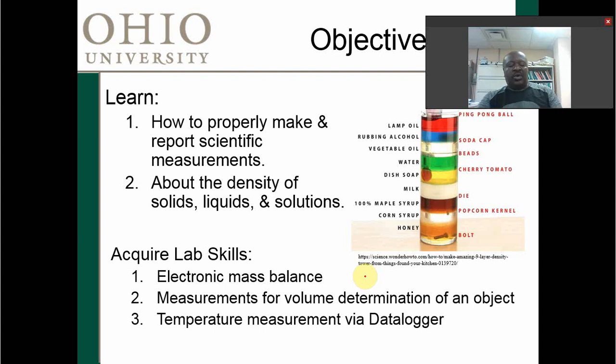So, I'm gonna use the same equipment as before, the electronic mass balance. You know about the tare function right now, and then I'm going to determine the volume of an object depending on its nature. You can determine the object volume in a number of ways. And then, of course, if we're reporting density, we need also to report the temperature.